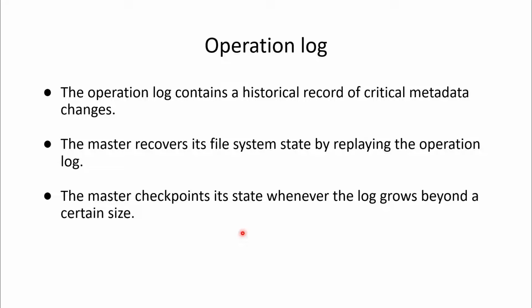The master recovers its file system state by replaying the operational log, and the master checkpoints its state whenever the log grows beyond a certain size. Usually the master metadata contains a 64 MB or 48 MB file. So when it crashes, it requires 2 minutes to recover its original state. So keeping the operational file small will help with faster recoverability.